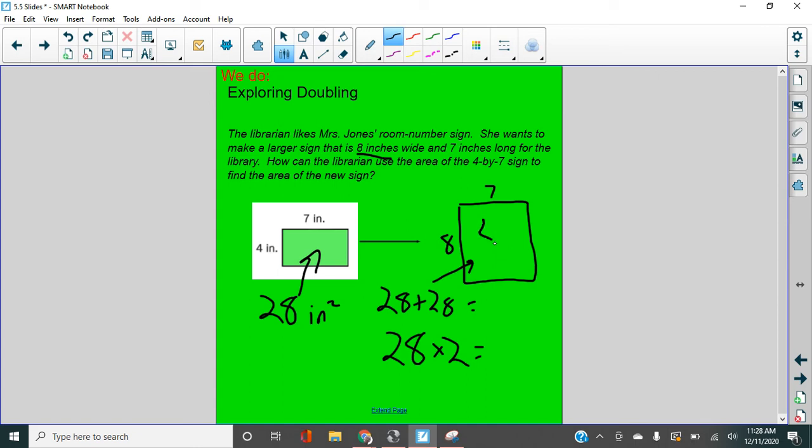56. If you have something that's not 56, I want you to really listen as to why it is 56 inches squared, right? When we doubled the size, we can double the area. 28 plus 28 is 56. If you added 28 plus 28 and had a different answer, that just means that you didn't add something correctly.